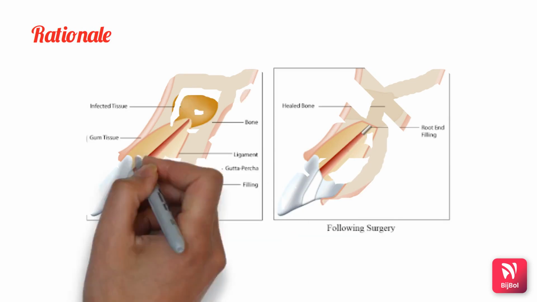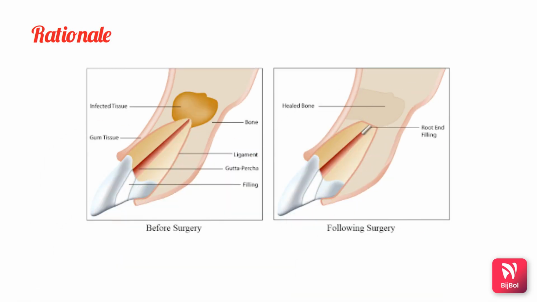See, what is the rationale behind it? So, why do we do this? It is nothing but to remove the diseased tissue present in the canal and around the apex and retrofill the root canal space with a biologically inert material so as to achieve a fluid tight seal.